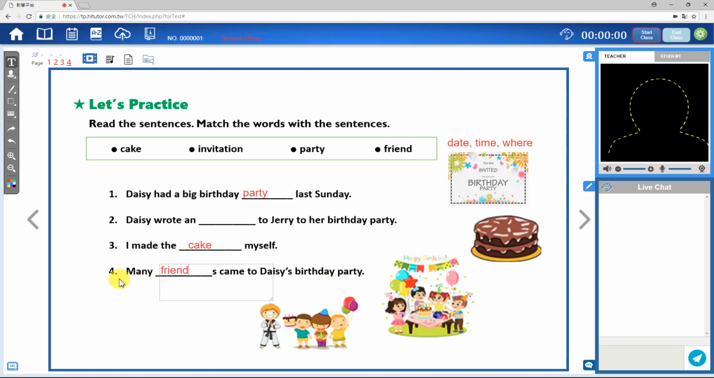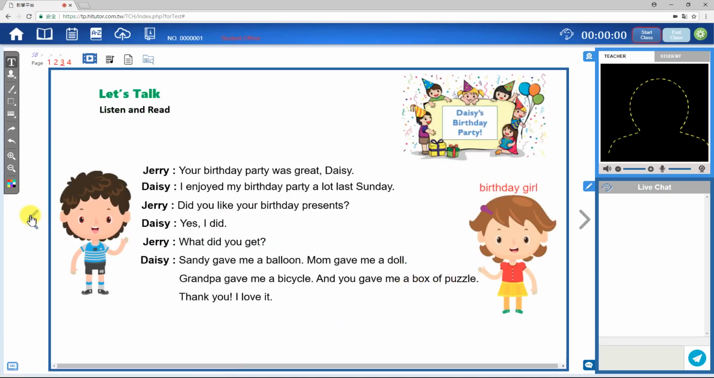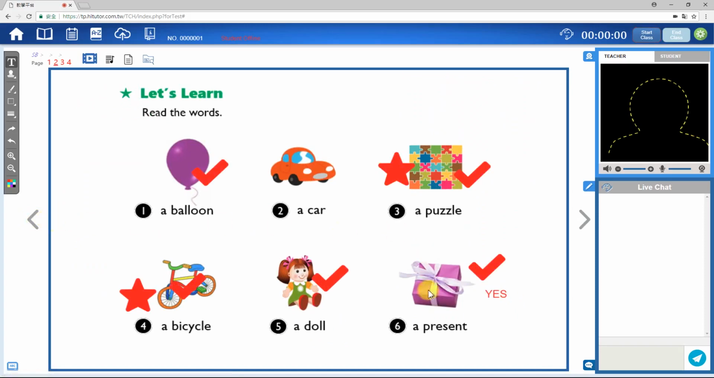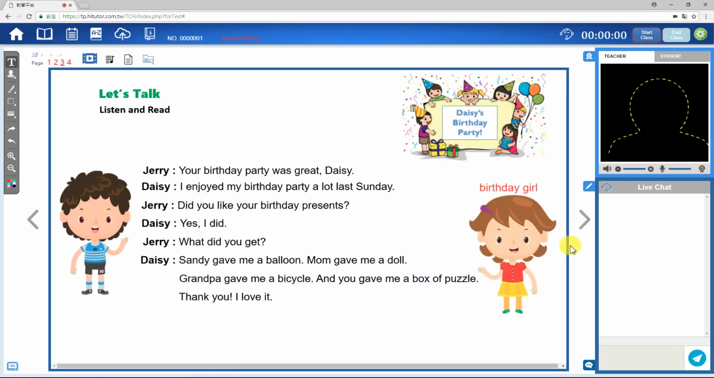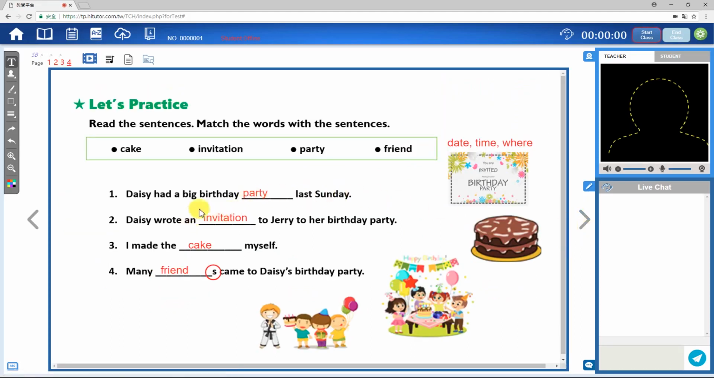Many friends. Yes, say the sentence again. Good. What about number 2? Yes, an invitation. Say the sentence again, please. Very good, Alan. Today we learned new words and Daisy's birthday party. Let's say the words again. A present, a puzzle, a doll, invitation, friends. Good job!